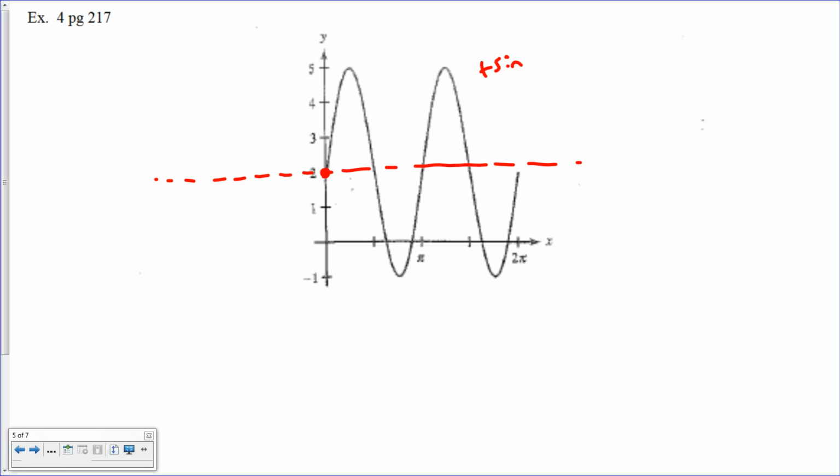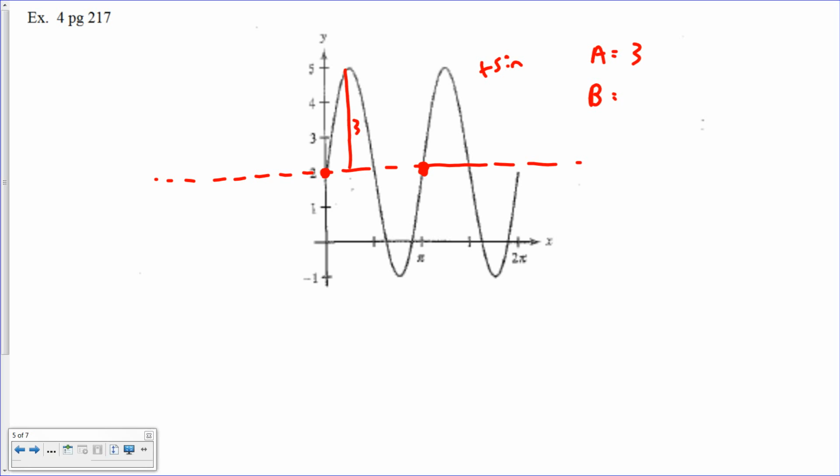Then I want to find out my period. My period is where it goes through one cycle. That's going to be from here to here, and then you see it's going to start repeating. That's going to be pi units, and I know A is equal to 3. Let me back up and explain why that's 3. It's the distance from here to here.